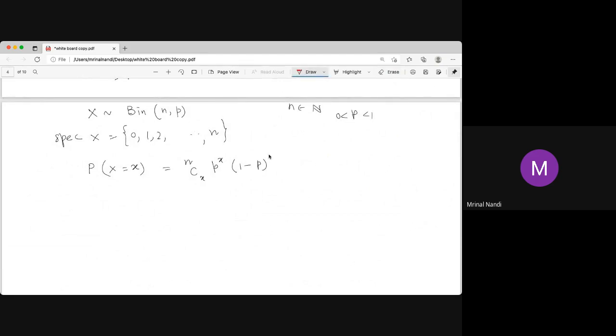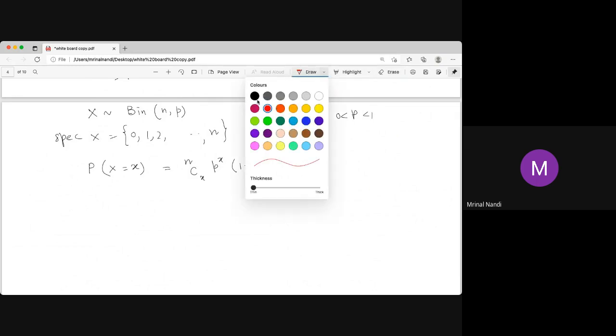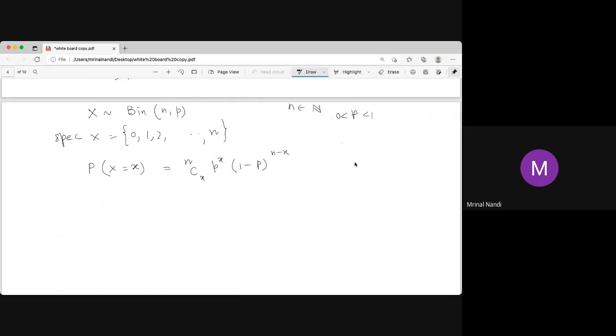So we should say this is n minus x, just n minus x. Now x belongs to the set 0, 1, 2 up to n. If x does not belong to this set, is other than 1 up to n, so does not belong to the spectrum, then that must be 0. Obviously, it's not only for this binomial, it's for everything. For every discrete random variable, if x is not in the spectrum, then obviously the probability is 0.